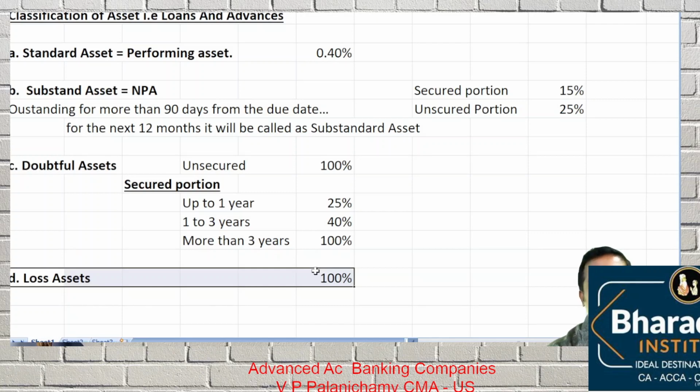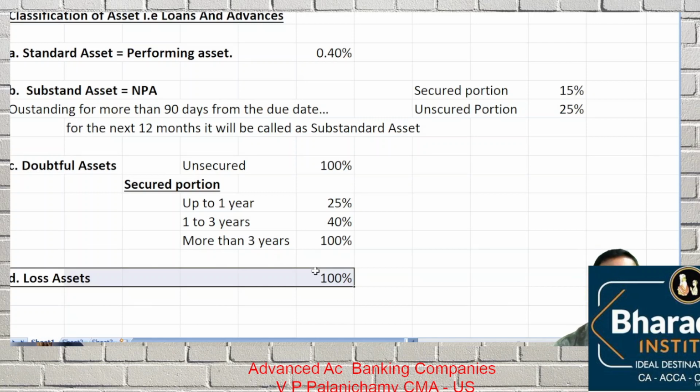So if it is a performing asset, 0.4%. Substandard asset, they will give you clearly in the question. Substandard asset, if it is a secured portion, 15%. Unsecured portion, 25%. If the question is silent, you can assume that it is a secured portion. With security only, a banker grants money, and you can assume that. So NPA, 15%. Unsecured portion, 25%.